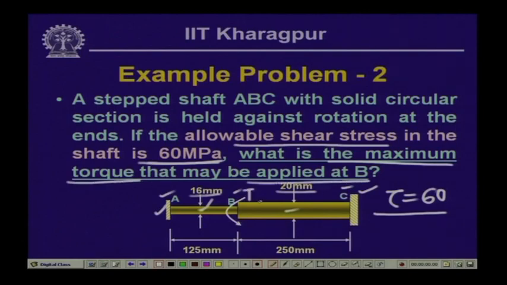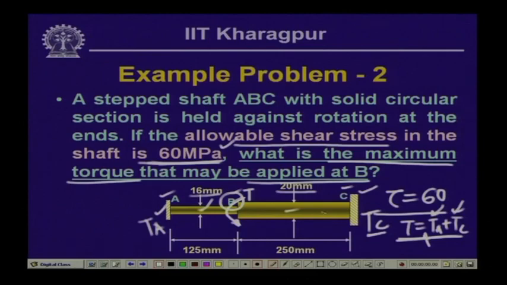So, the torque T which can be applied at B, the maximum torque at B, so that the shear stress does not go beyond 60 MPa. Now, here since these two ends are clamped, the resisting twisting moments will be T A and T C, and obviously from the equilibrium equation we know that T equals T A plus T C. Now, T A and T C being two unknown parameters from a single equation, we cannot evaluate them. So, it is again a problem of an indeterminate system.